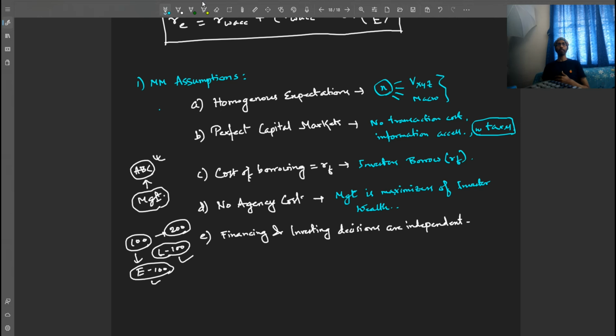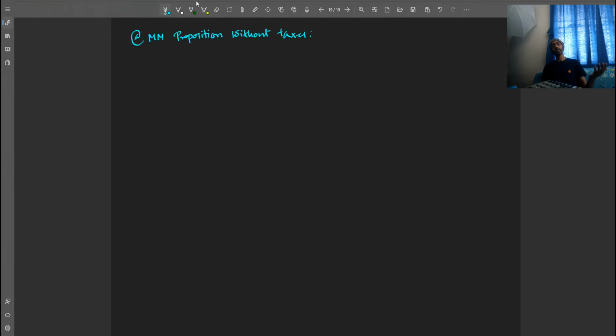The rest of the assumptions remain the same. Only taxes and no taxes. These two combinations or permutations we consider. Okay. Now let's get on with it. There are Modigliani and Miller propositions without taxes, right? There are two propositions. One is with respect to the value of the firm and the other is with respect to the cost of capital of the firm.